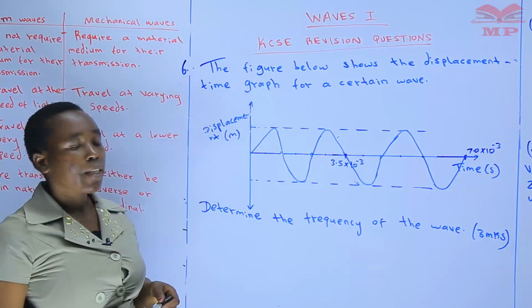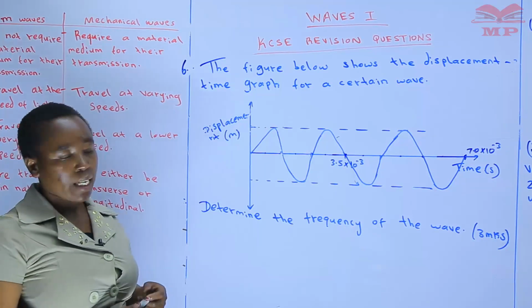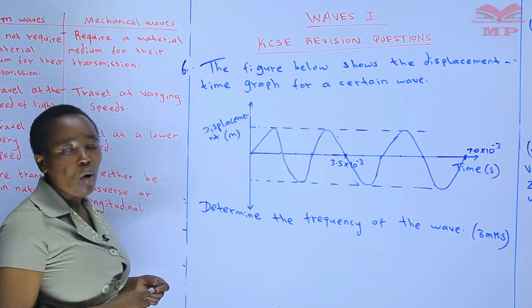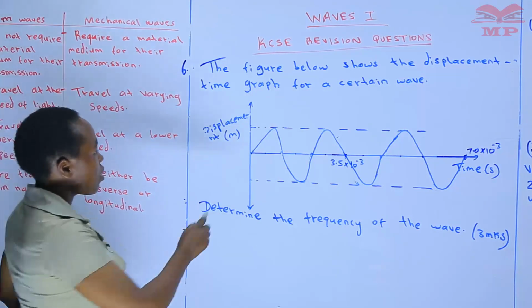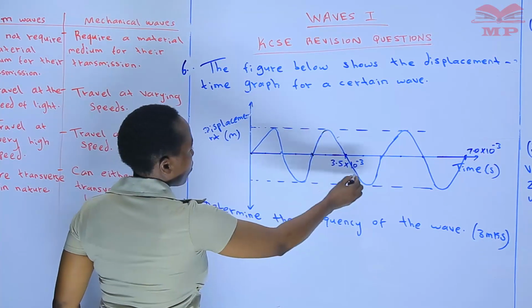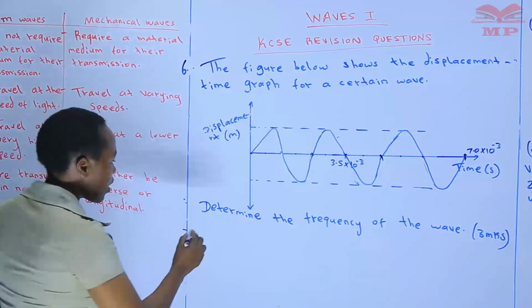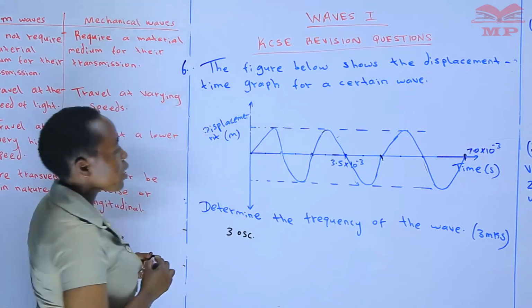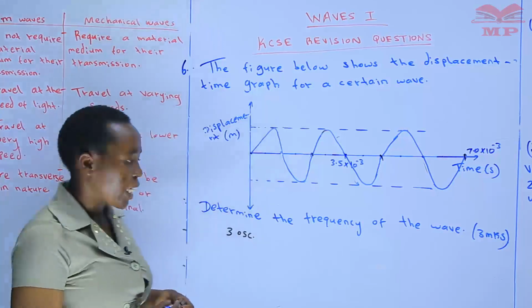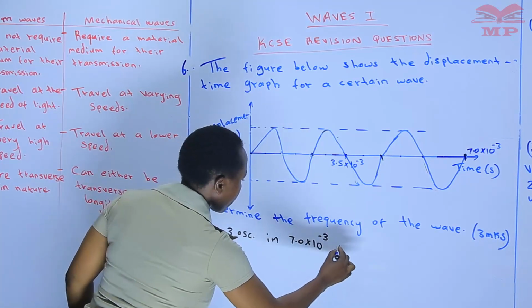And we know that frequency refers to the number of oscillations in 1 second. So as we can see here, how many oscillations do we have? We can count the number of complete oscillations for this wave. This is 1, 2, 3. So we have 3 complete oscillations, and they are being covered in 7.0 times 10 power negative 3 seconds.